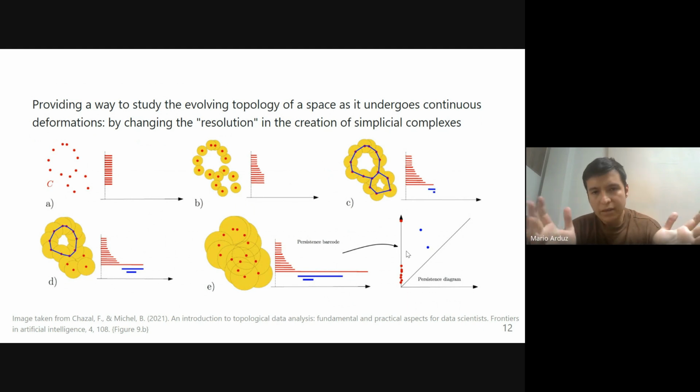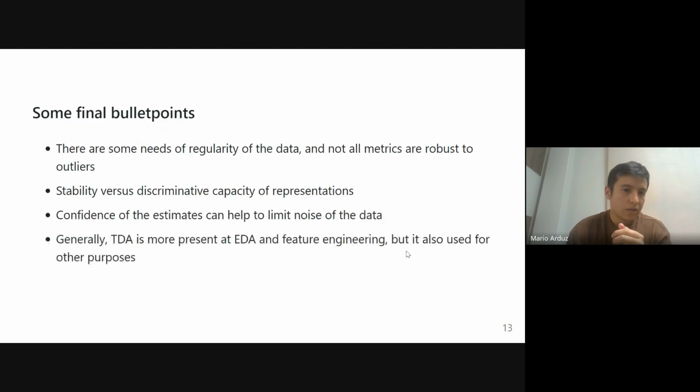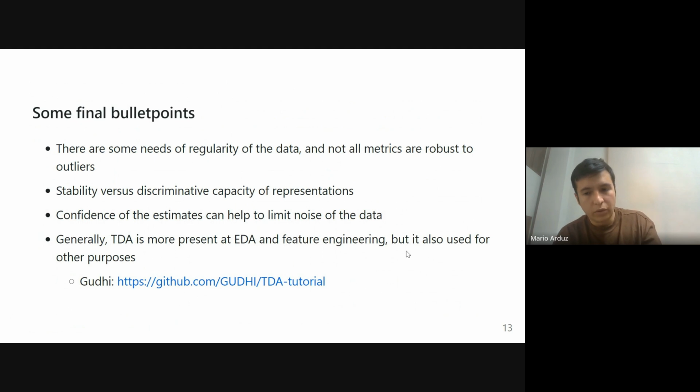And this would be the last part of the presentation, because with this, we already have some quantitative representation of the shape of our data. And the point that would follow next is just using this information in the task that we want to solve. So here would be some of the final bullet points that I want to point out for the presentation.